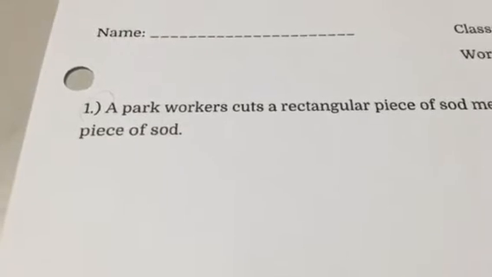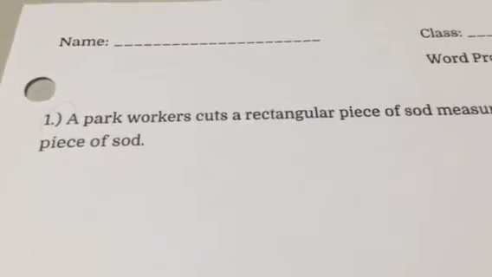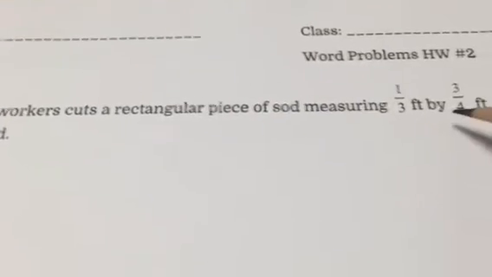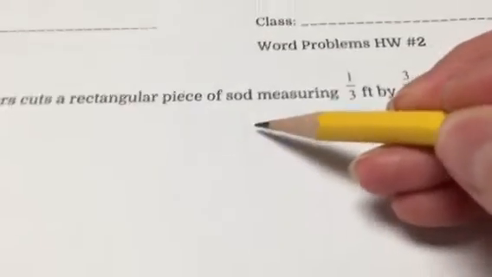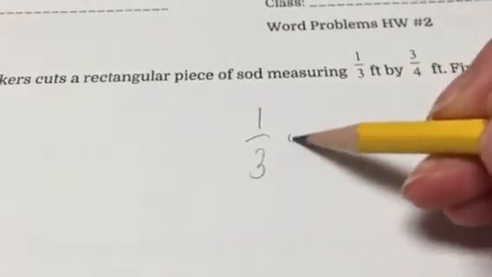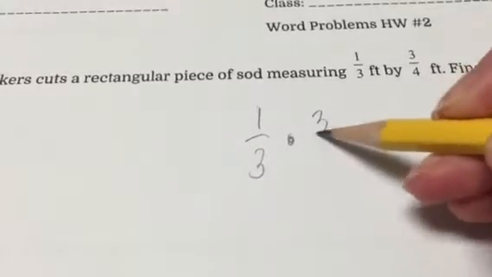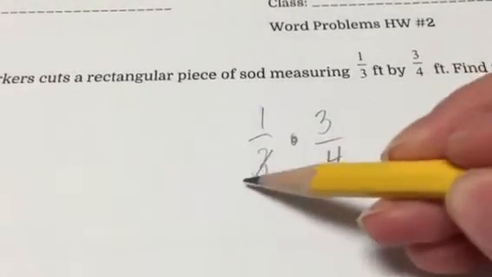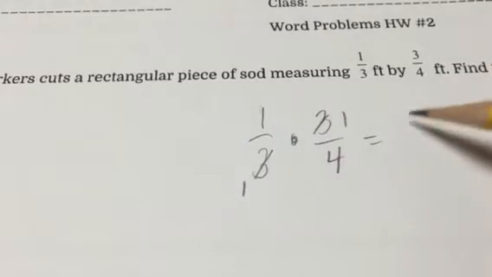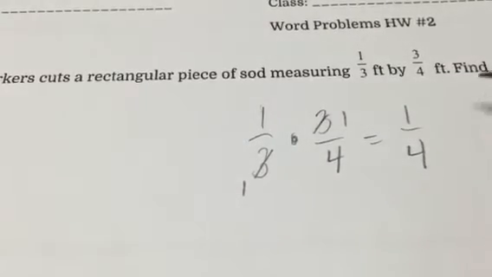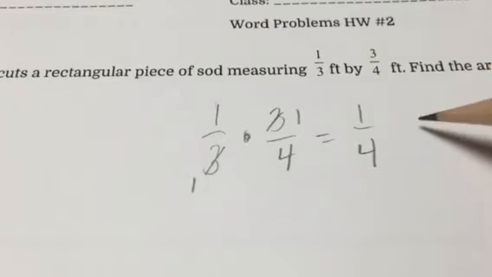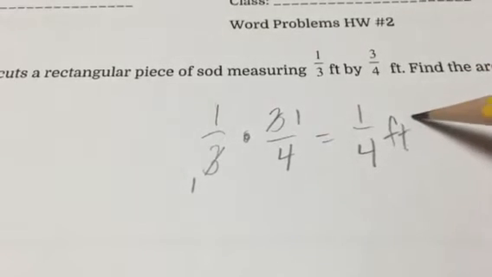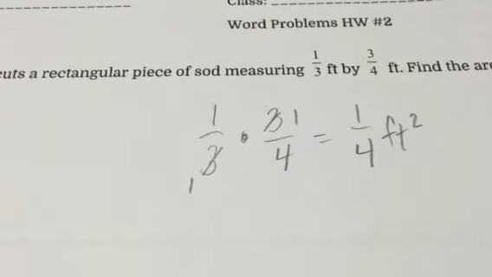Well, I know when we do area, it's multiplication. So I'm going to take those 2 measurements of 1/3 and I'm going to multiply it by 3/4. I can reduce on the diagonal and I'm going to get 1/4. Since I'm finding area, I'm going to label it feet squared.